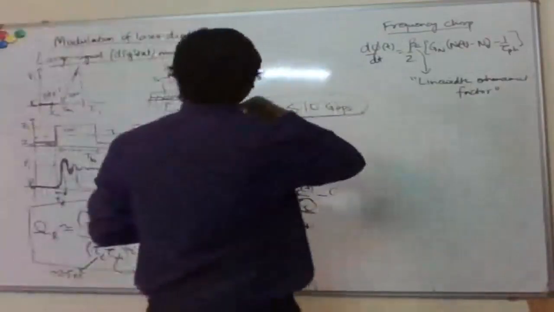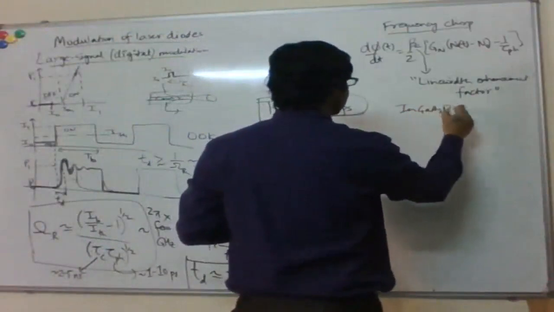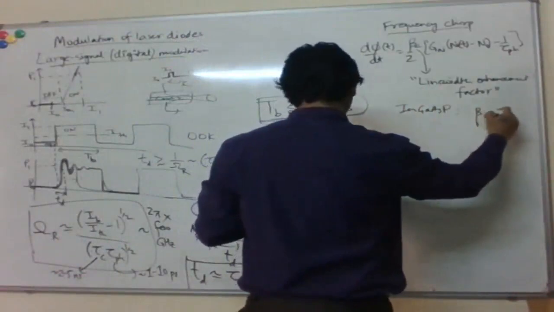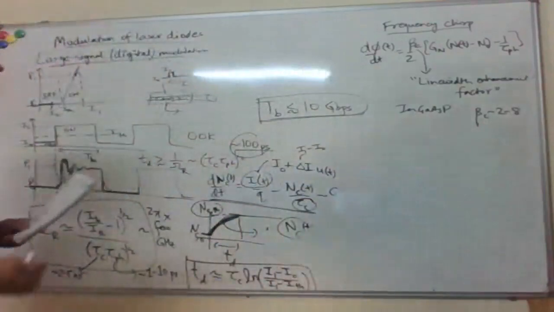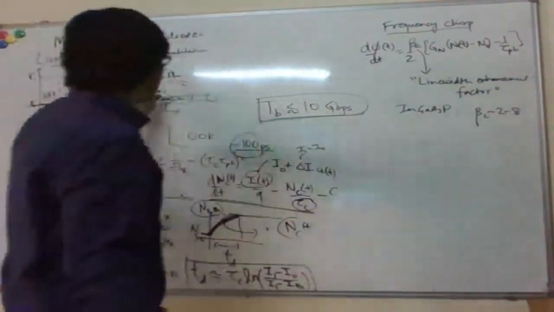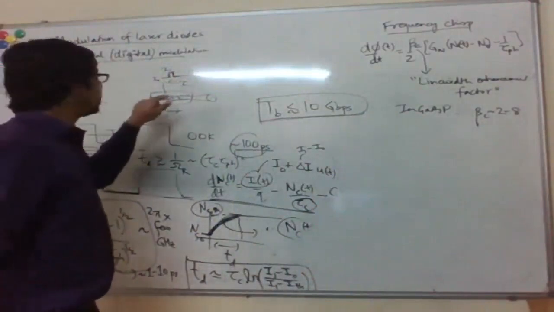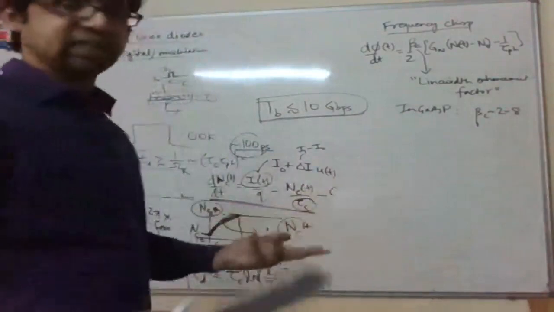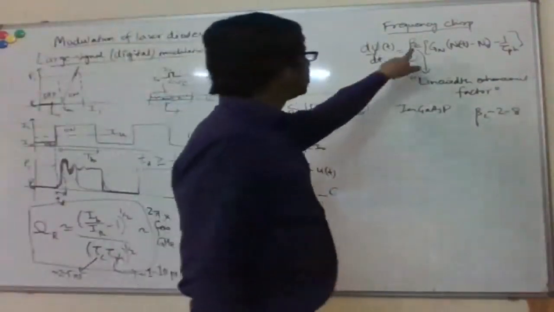Okay, so typically for semiconductor laser diodes, if you look at InGaAsP devices, this beta c is in the range between, let's say, 2 to 8. And it depends on the size of the active region. If you have a bigger active region, then you can imagine this effect will be worse, because you have more carriers and it will change the refractive index more. But if you have a smaller active region, then this effect is smaller.